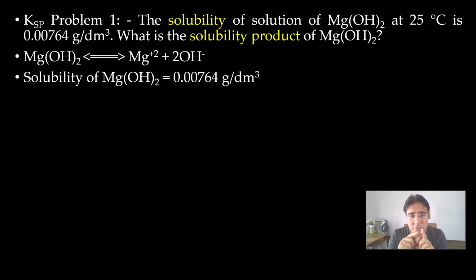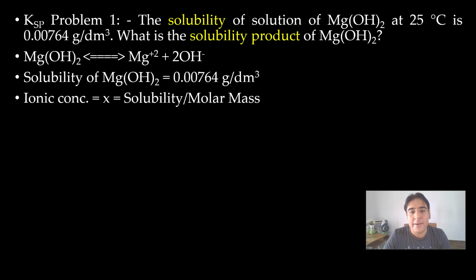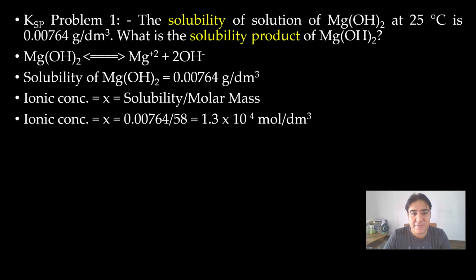So 0.00764 is the solubility of the salt, not the ionic concentration. We can, however, find the ionic concentration from the given solubility if we divide this solubility by the molar mass of the given salt. So 0.00764 divided by 58, which is the molecular weight or formula weight of magnesium hydroxide. And this is the answer. This answer is basically mole per dm cube. This is the X. And by X, I mean the ionic concentration.